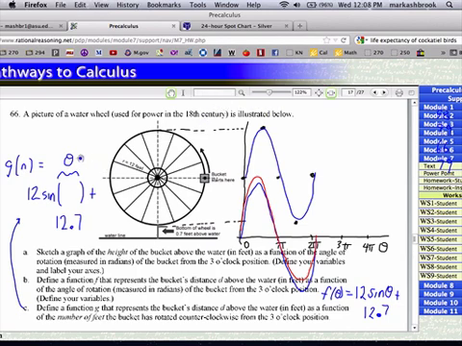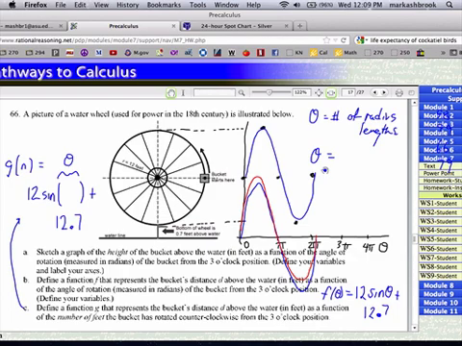So let's think about this. Theta is the number of radius lengths, right? So if theta is the number of radius lengths, how do we get the number of radius lengths from the number of feet? If the number of feet was 24, how many radius lengths would that be? That'd be 2. We'd want theta to be 2.